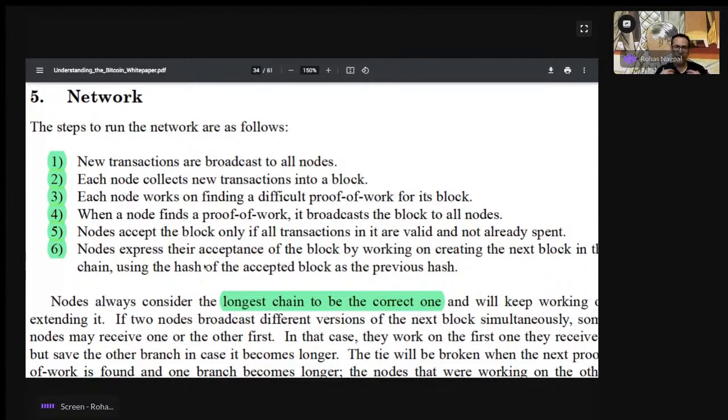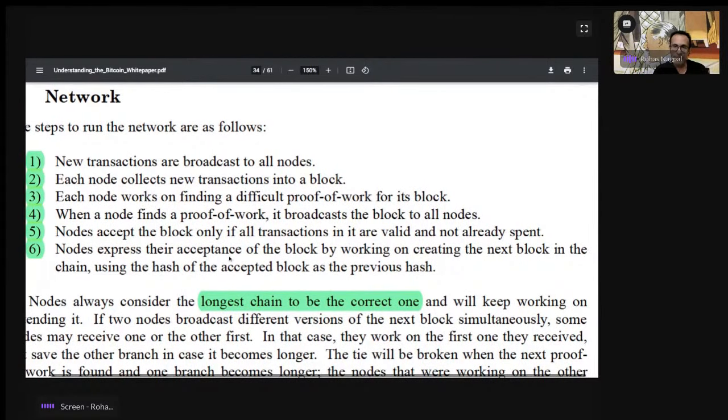Then nodes, point number 6 is very important. How does a node express the acceptance that yes, I have accepted the block? They do it by working on the next block. So 10 people have broadcasted. I picked up one, whichever came to me first, checked that everything was okay, and I immediately used that as the base to now calculate the next block. And that is the way in which a node says, okay, I have accepted.